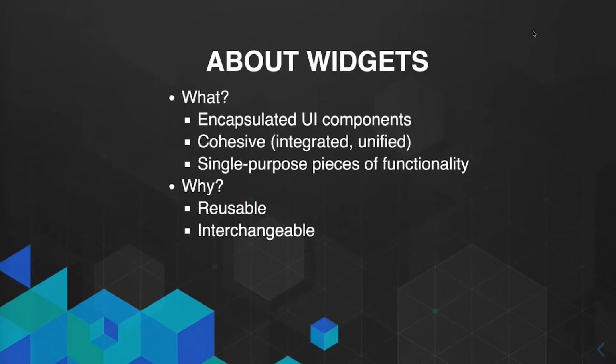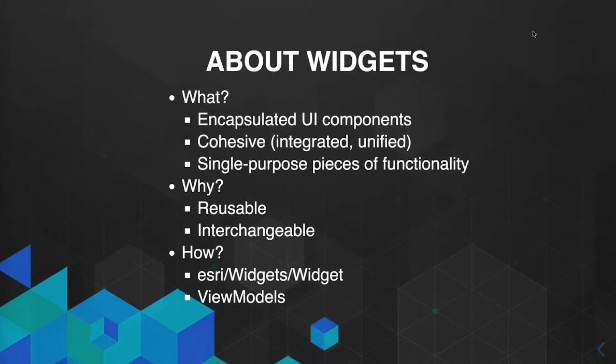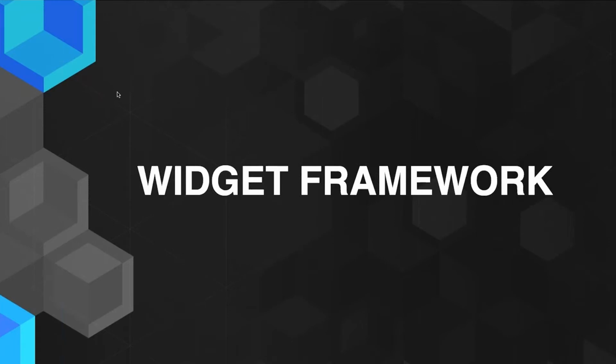Why do we have widgets? Well, we have them because it lets us reuse them throughout our application or even different applications. We can easily swap them out so they're interchangeable. So if we want to replace a widget, we can easily do that. And so how do we do that? Well, we use our widget framework, Esri Widgets widget, or you could just use the view model of a widget and use whatever framework you want. So now I'm going to turn it over to JC Franco, and he's going to talk about our widget framework.